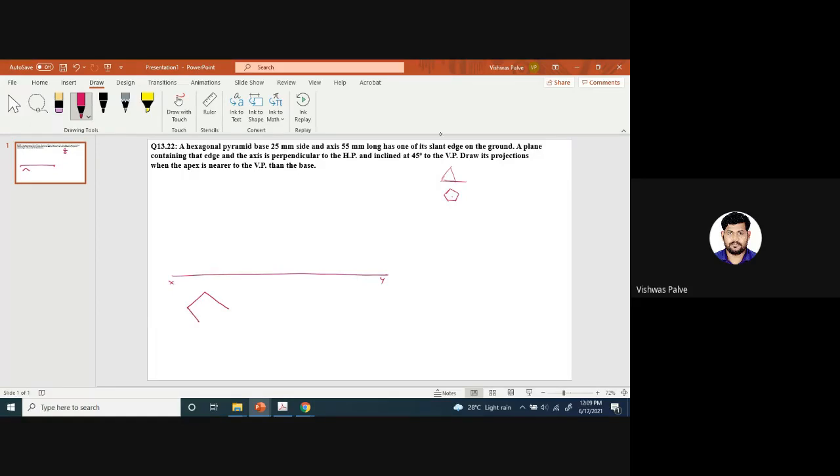If I want to draw a hexagon, I can draw it like this, or I can draw it like this. Are you getting it? Just the dimensions are not correct, but I'm trying to explain the concept. It is a pyramid, so here you'll get an apex. Similarly here, both are hexagons, and in this case, this will be the front view of that hexagon.